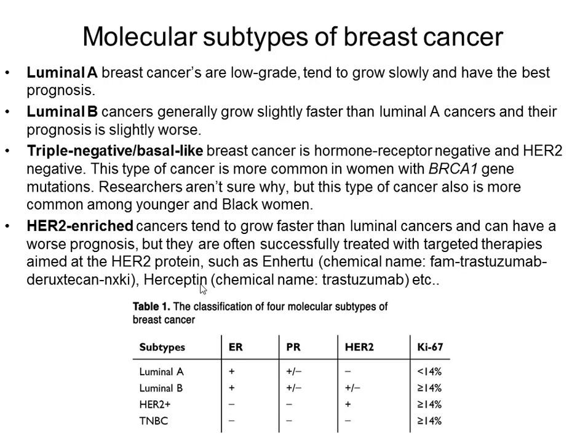Luminal B: estrogen positive, progesterone positive, HER2 positive, and a high level of proliferative activity. This cancer generally grows slightly faster than luminal A cancer, and their prognosis is slightly worse.